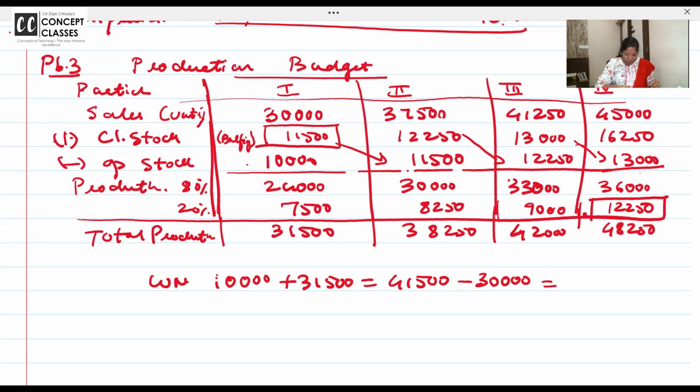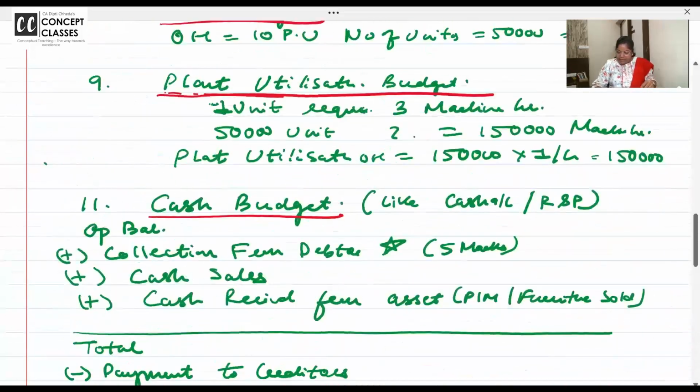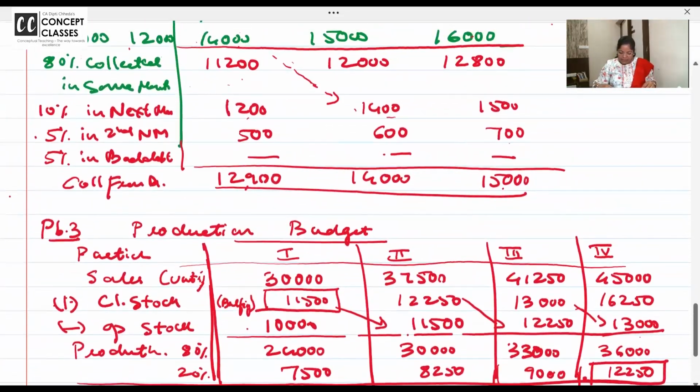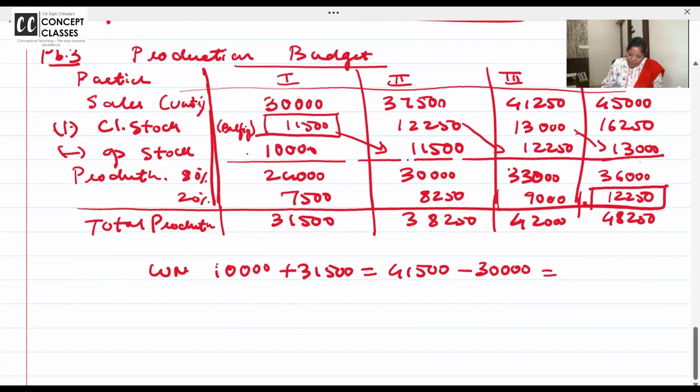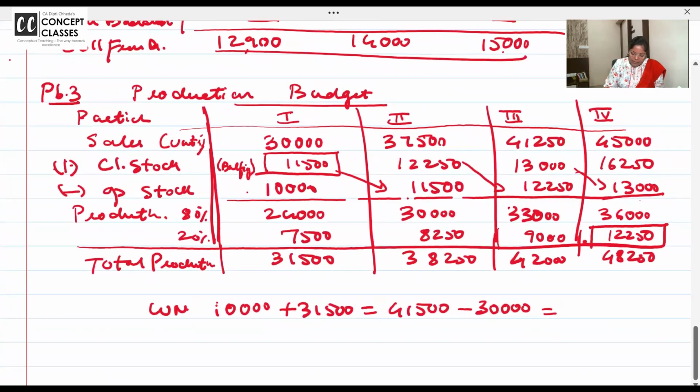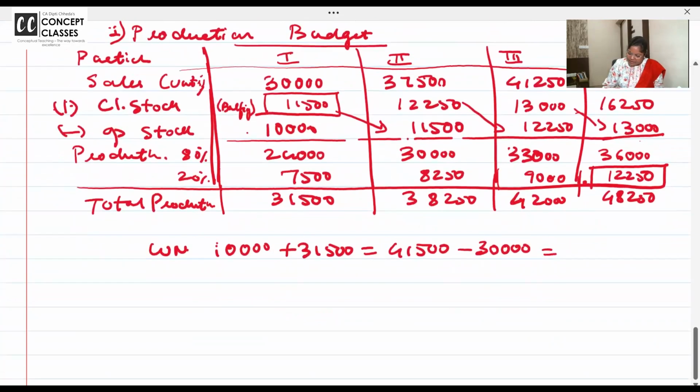Anyone is having any doubt? See, the next things are linked बेटा. अभी हम जो नेक्स्ट बनाएंगे ना वो लिंक है इसके साथ. तो अगर इसी में कहीं पे डाउट है तो पूछो. You got your production budget? That was the first thing they have asked.